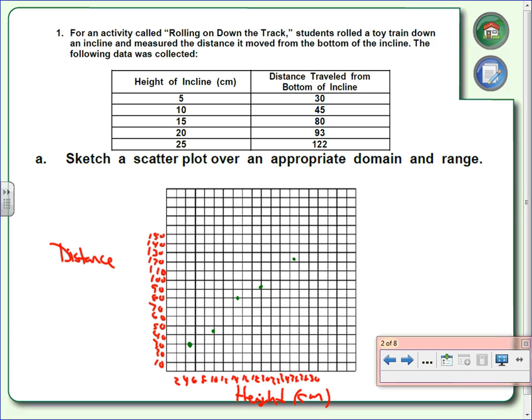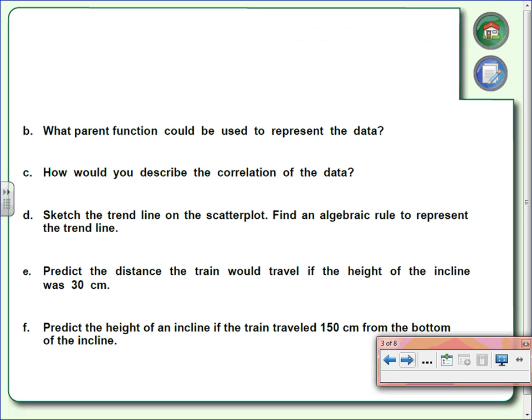So at this point, we're done with the sketch of the scatter plot. We've just completed part A. Now we're going to use this to answer some of the other questions. So let's go on to part B here. Part B asks us what parent function can be used to represent this data.